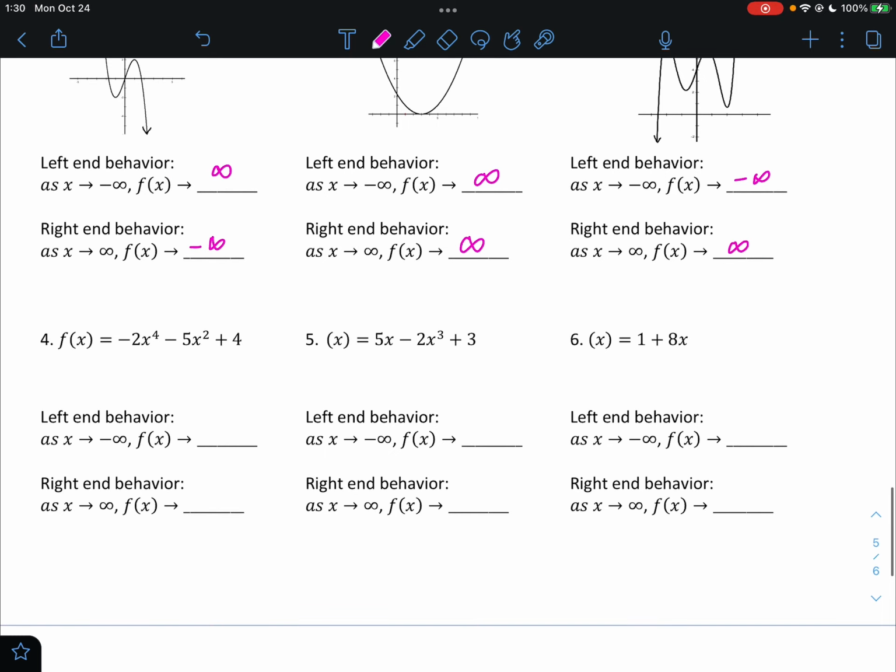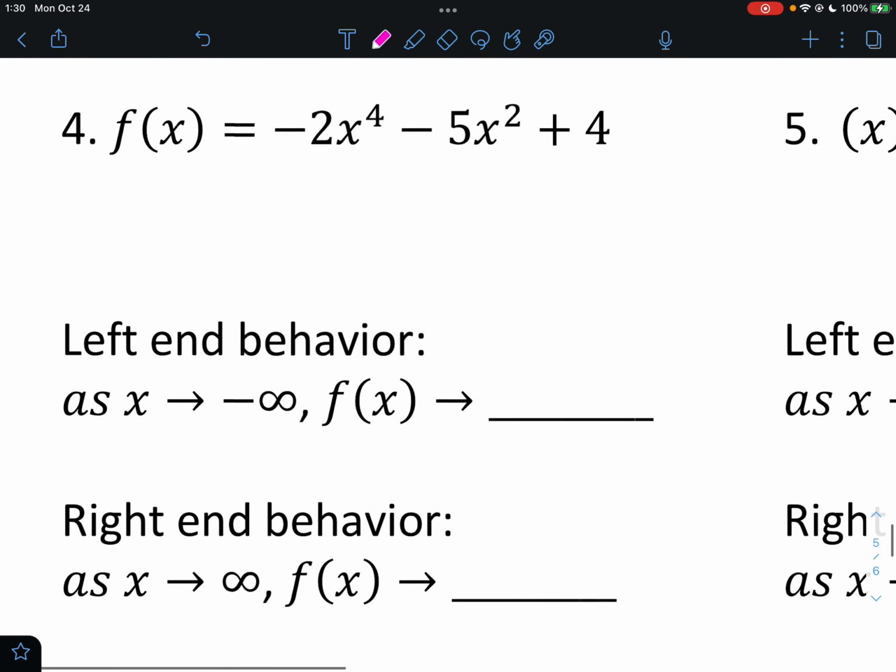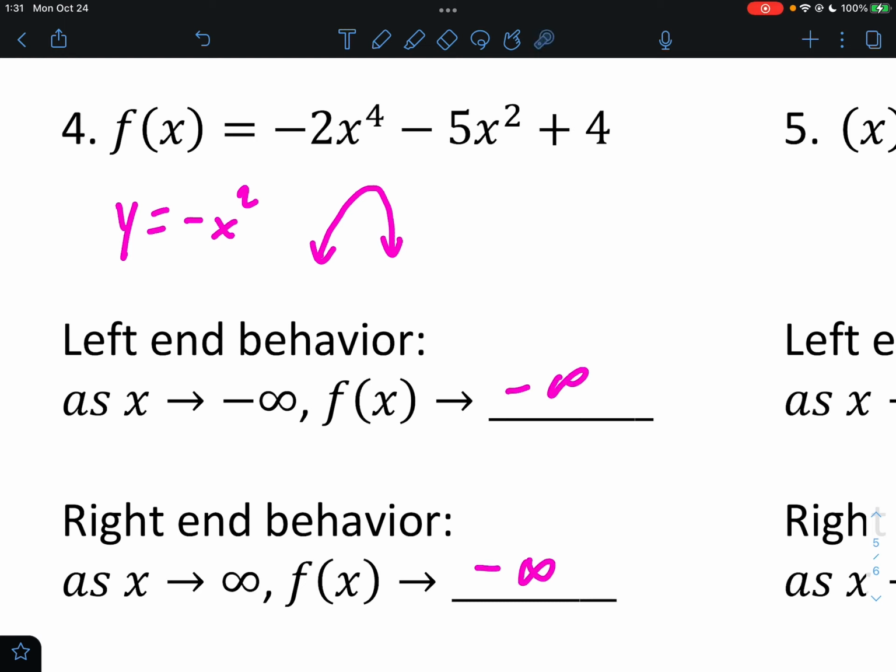A little bit harder from a function that's not a graph, but this is where that last slide comes into play. This is what we would call a negative leading coefficient even function. So we think of that, oh, well, this is going to resemble y equals negative x squared. What does negative x squared look like? This. So our end behavior is going to be down and down.